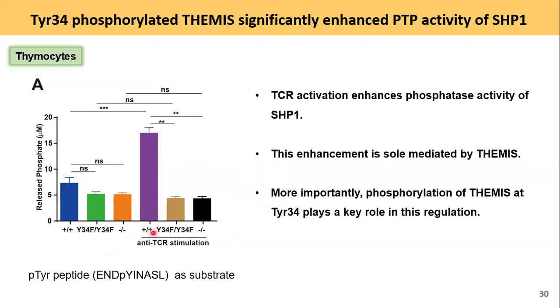First, upon activation of the TCR, not only kinase but also phosphatase activity can be enhanced. This enhancement can be totally abolished by the disruption of CMIS. Most importantly, this phosphatase activity elevation can be totally abolished by the point mutation at Y34, suggesting this tyrosine residue upon phosphorylation is important for phosphatase activation.